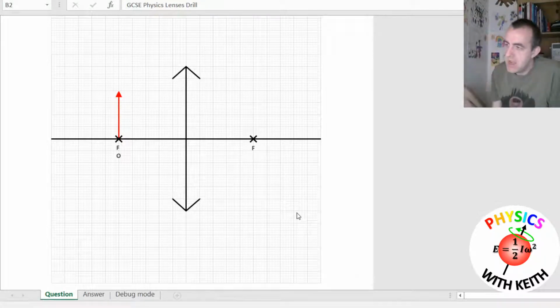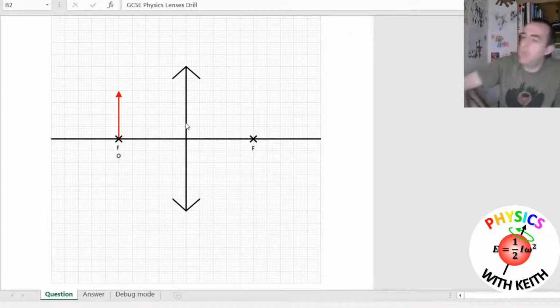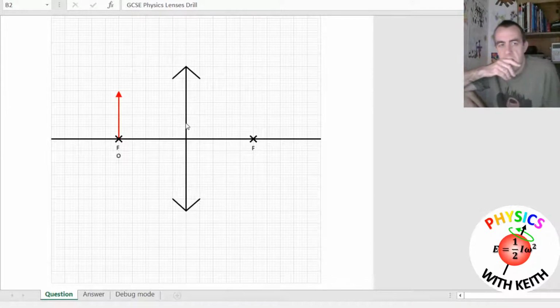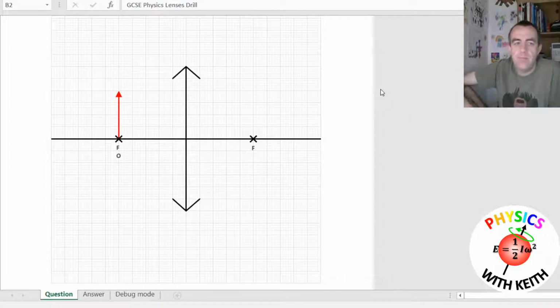Then draw your object. 1, 2, 3, 4 squares up. Label it O. Then you draw your 3 principal rays. Although you can only draw 2 in this example. Then let me know when you've done it. I'll show you what it should look like.